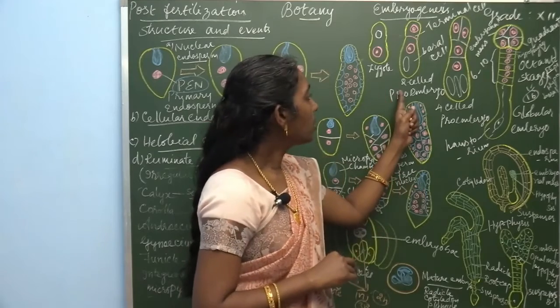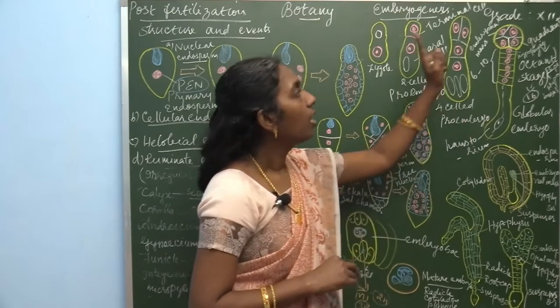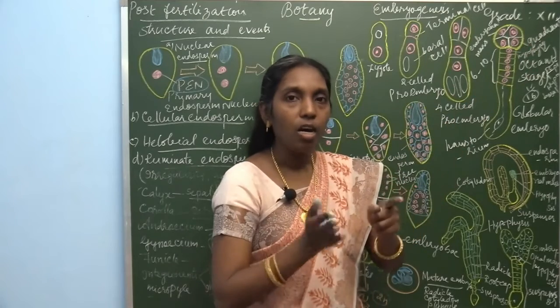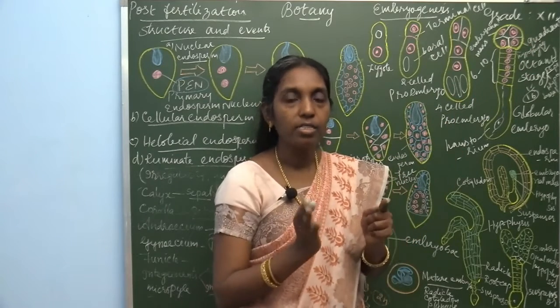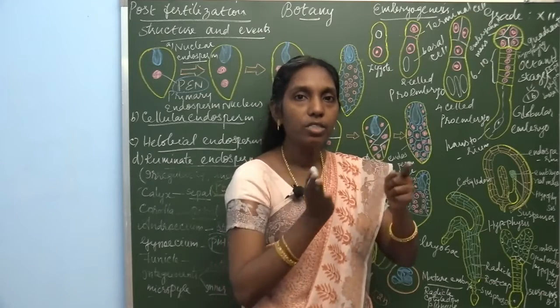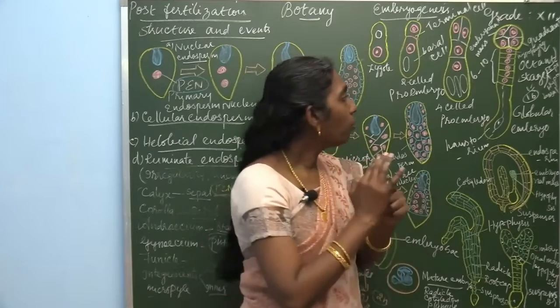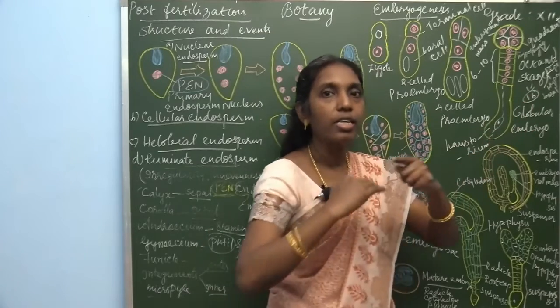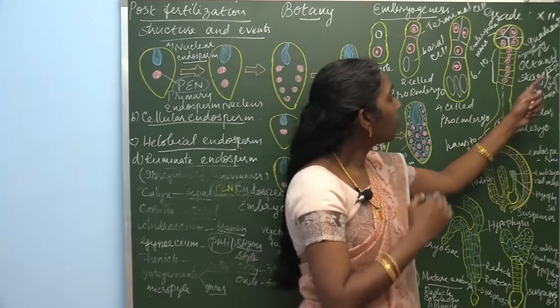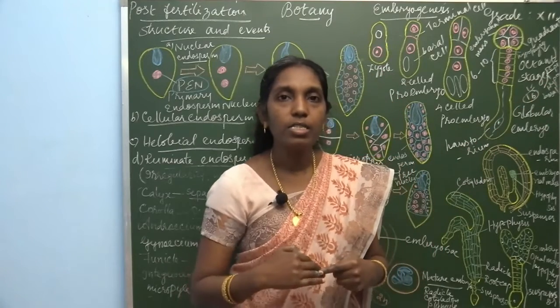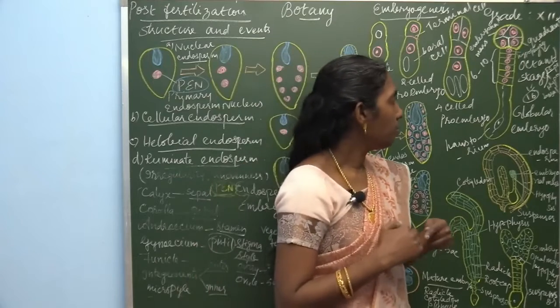So first the 2-cell stage, then the 4-cell stage, now the quadrant stage. Now the quadrant stage becomes the octant. The octant is the 8-cell stage. These 8 cells are arranged in 4 and 4, upper 4 and lower 4, arranged as tiers. The upper 4 tier of cells is called epibasal, and the lower tier of cells is known as hypobasal.